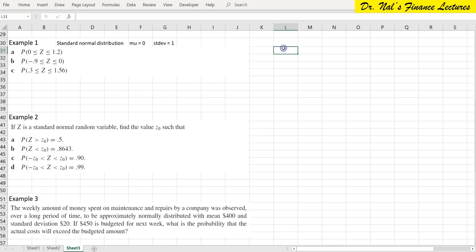Well, that's very, very easy, right? So let's just go ahead and use, we can directly even use the norm.dist function. We don't even have to use norm.s.dist. I mean, in this question, obviously it will be faster. Let me solve it in 2 different ways.